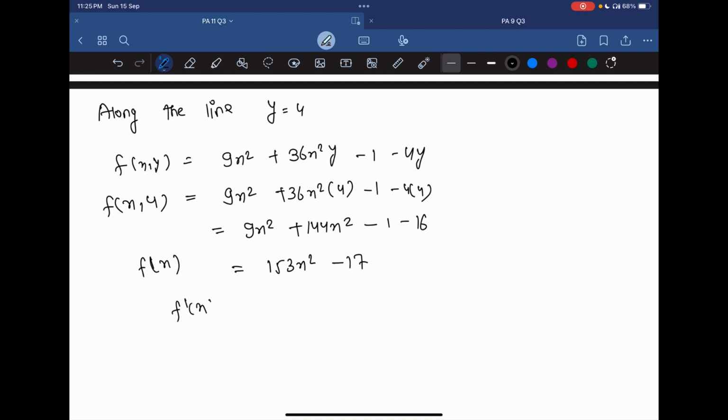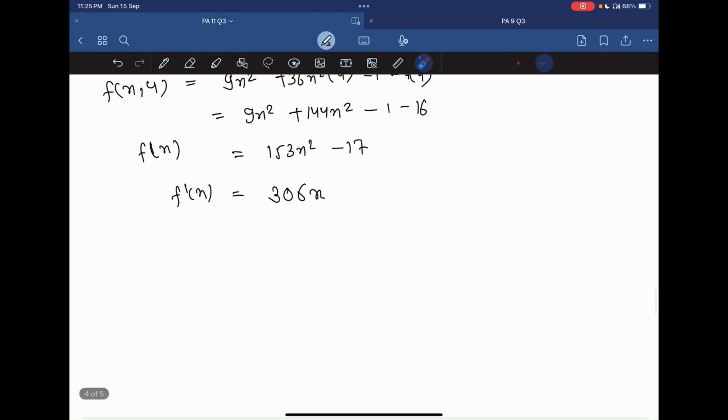Now if we take the derivative of this function with respect to x, we can see here, if we put this derivative equal to 0, we will get x value to be 0. So the critical point would be 0 comma 4, as we will take the y value here.